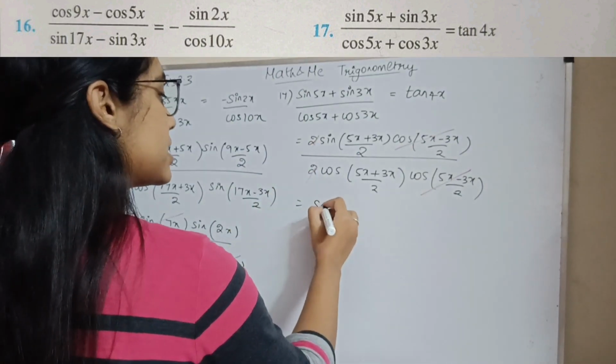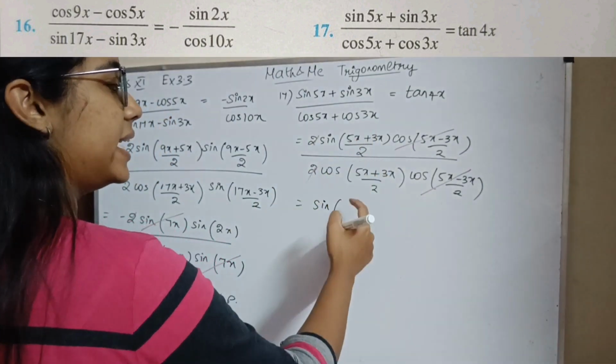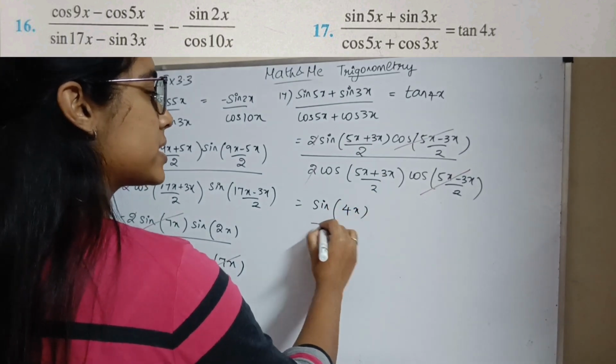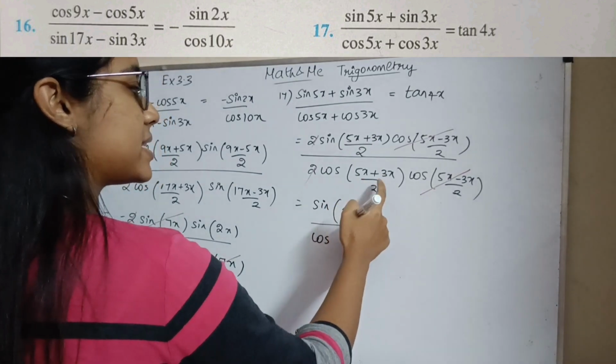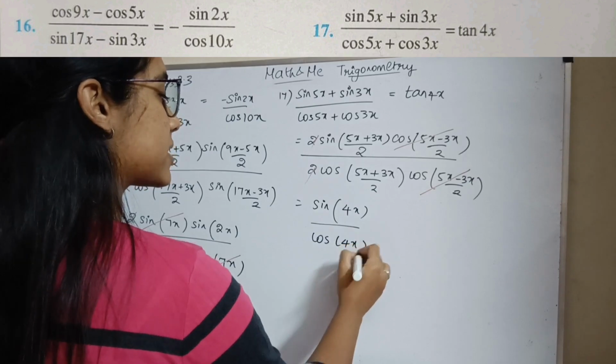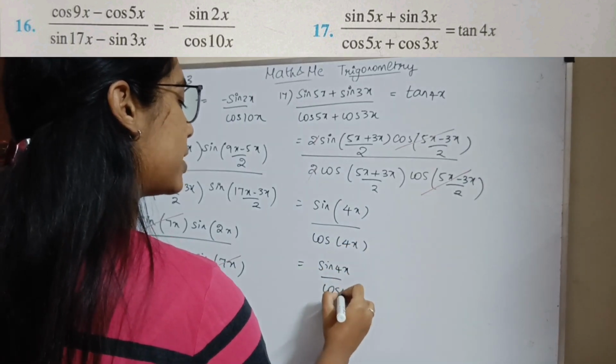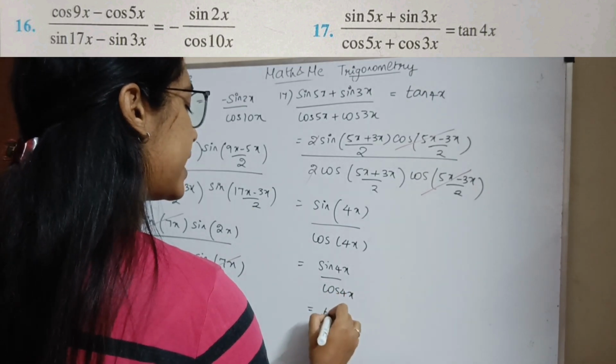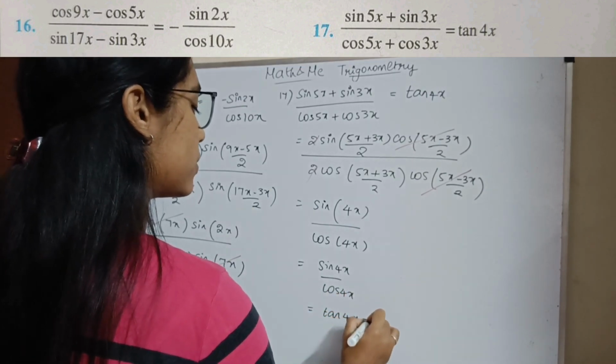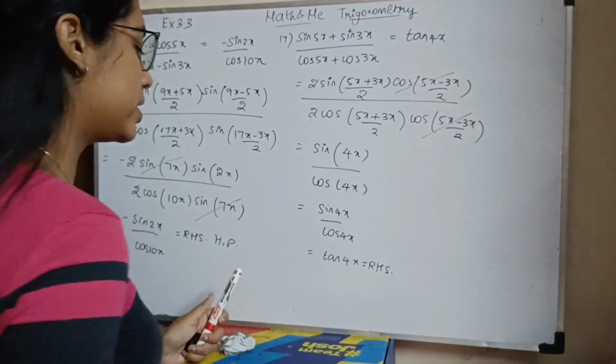So, I'll have sine of (5 plus 3, 8, 8 by 2) 4. So, sin 4x divided by cos of (5 plus 3, 8, 8 by 2) 4, so cos 4x. So, I have sin 4x by cos 4x. Sine by cos is tan. And what is my x? 4x. So, which is equal to RHS. Okay?